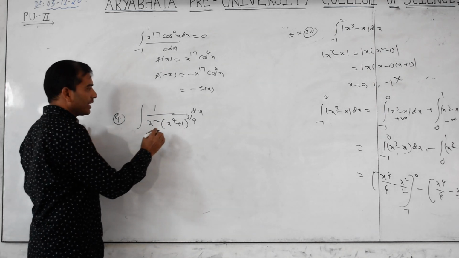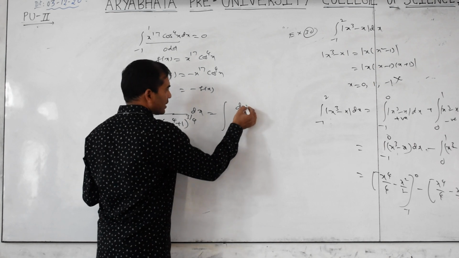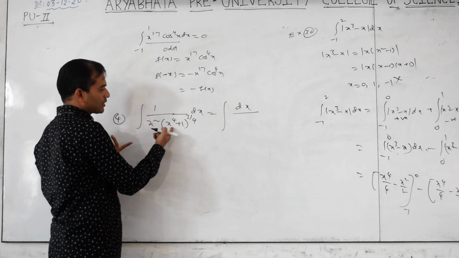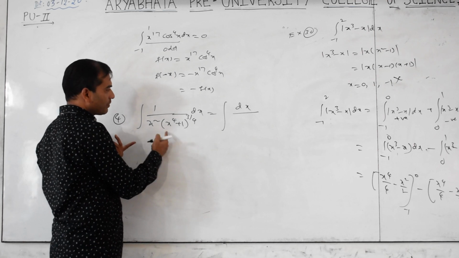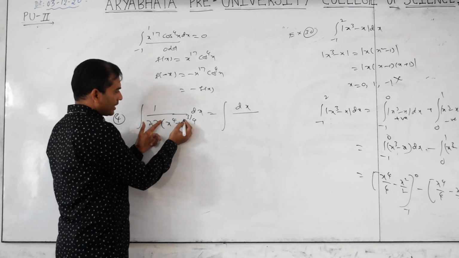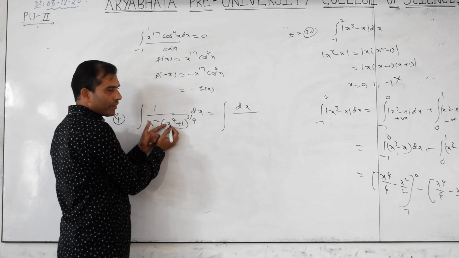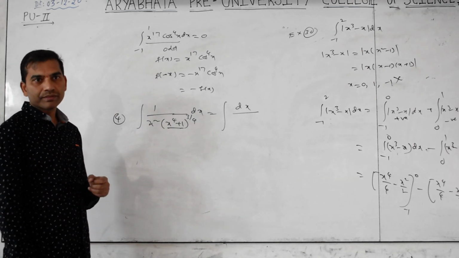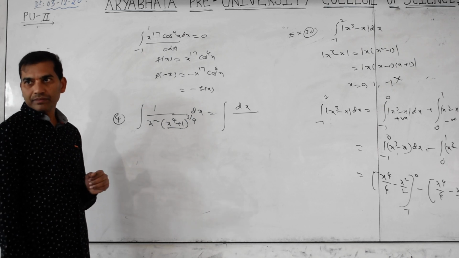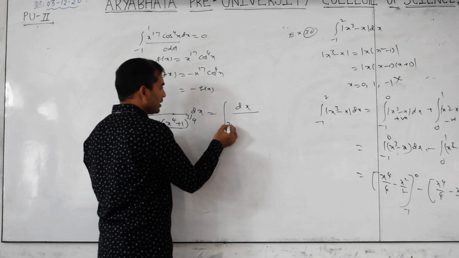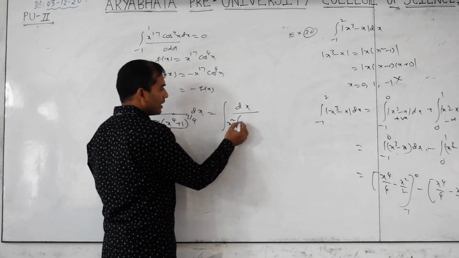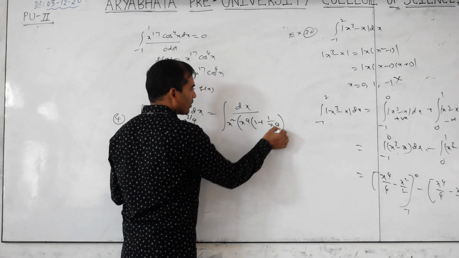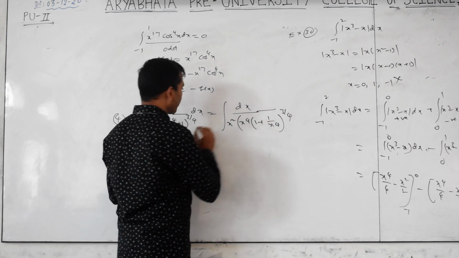So here students will get stuck. How to proceed? There is no derivative here: x power 4 plus 1. If it is this form, in the bracket, what is the highest power? X power 4. That we should take common. You will get the idea. So x square into what we take common here? X power 4 common: 1 plus 1 by x power 4, whole power 3 by 4.